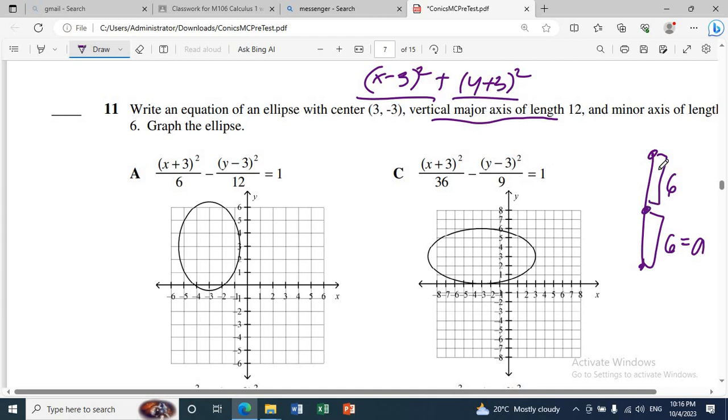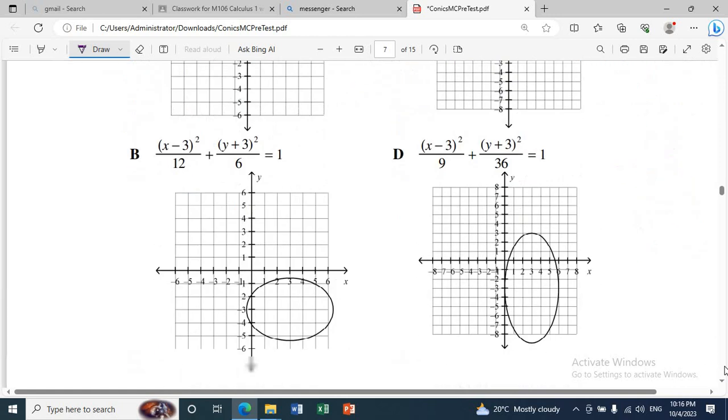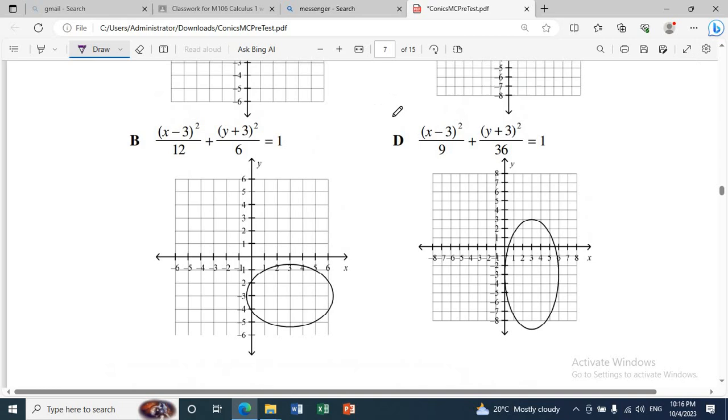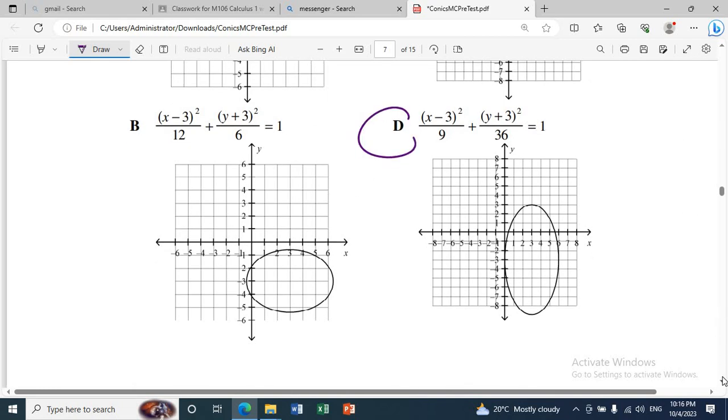So the major axis is along the y-axis, so this is 36, and the minor axis is length 6. Minor is 6, so this is 3, 3 to complete the 6, so that this is 9. So I think the answer is letter D. Next item.